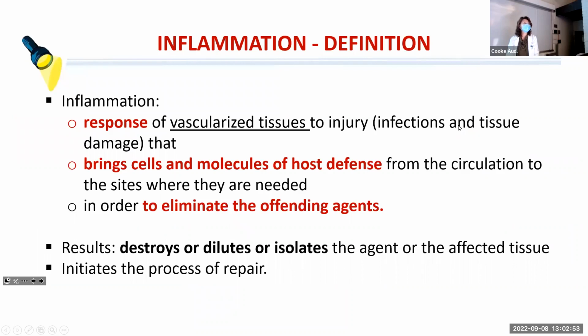Now let's start with the definition of inflammation. How do we characterize inflammation? What is inflammation? Well, to begin with, inflammation is fundamentally a protective response needed for survival. It can be defined as a response of vascularized tissues to injury. And by injury, we understand infections and tissue damage. This response will bring cells and molecules of host defense from the circulation into the sites where they are needed. And the purpose is to eliminate the offending agents. So this inflammatory reaction has the purpose of eliminating this primary injury, these offending agents.